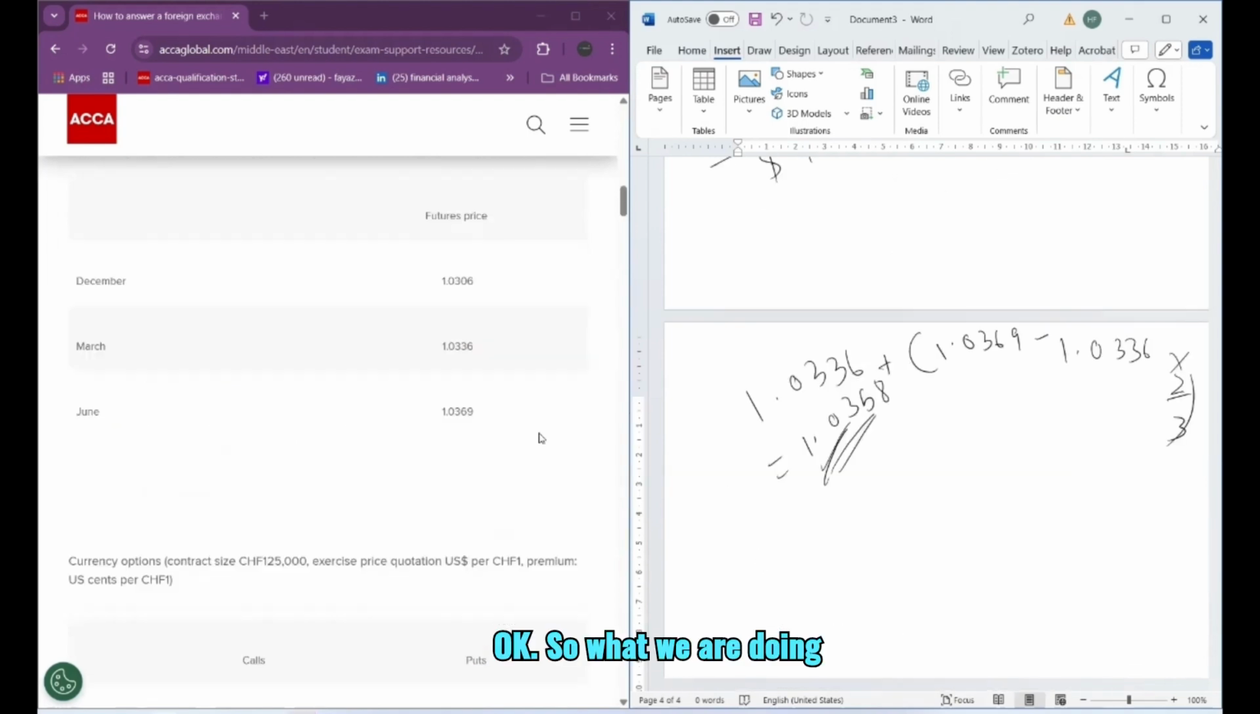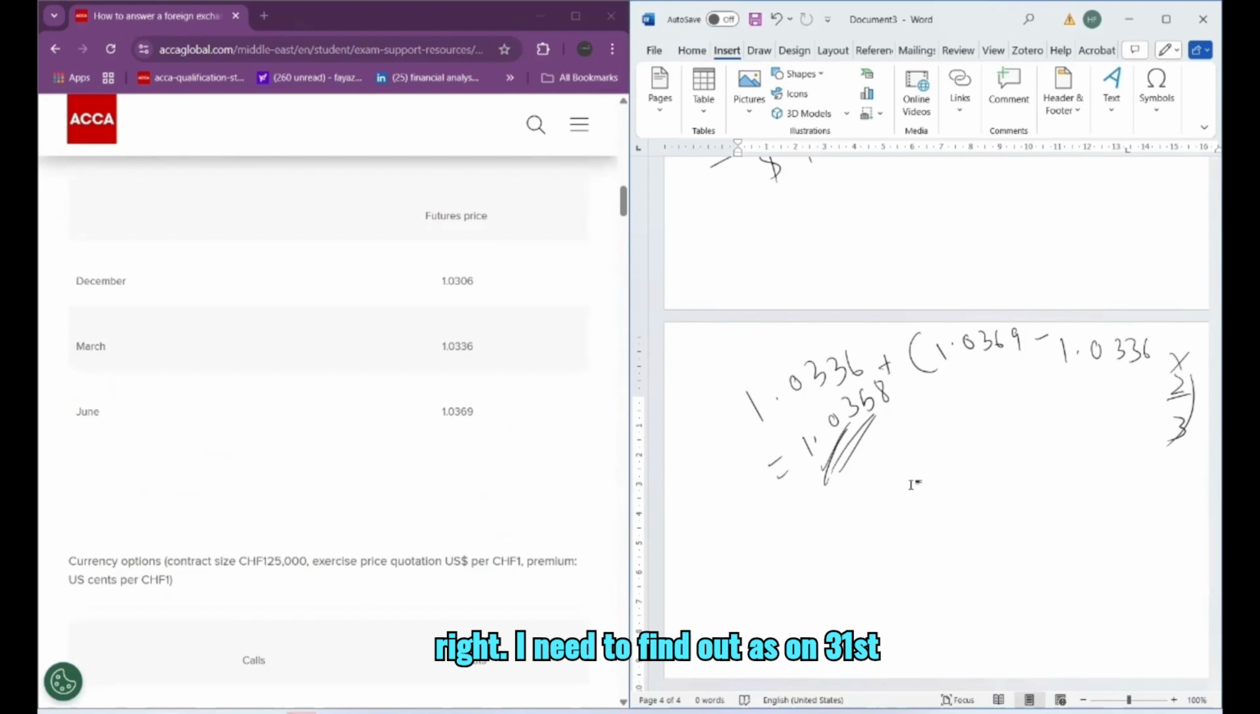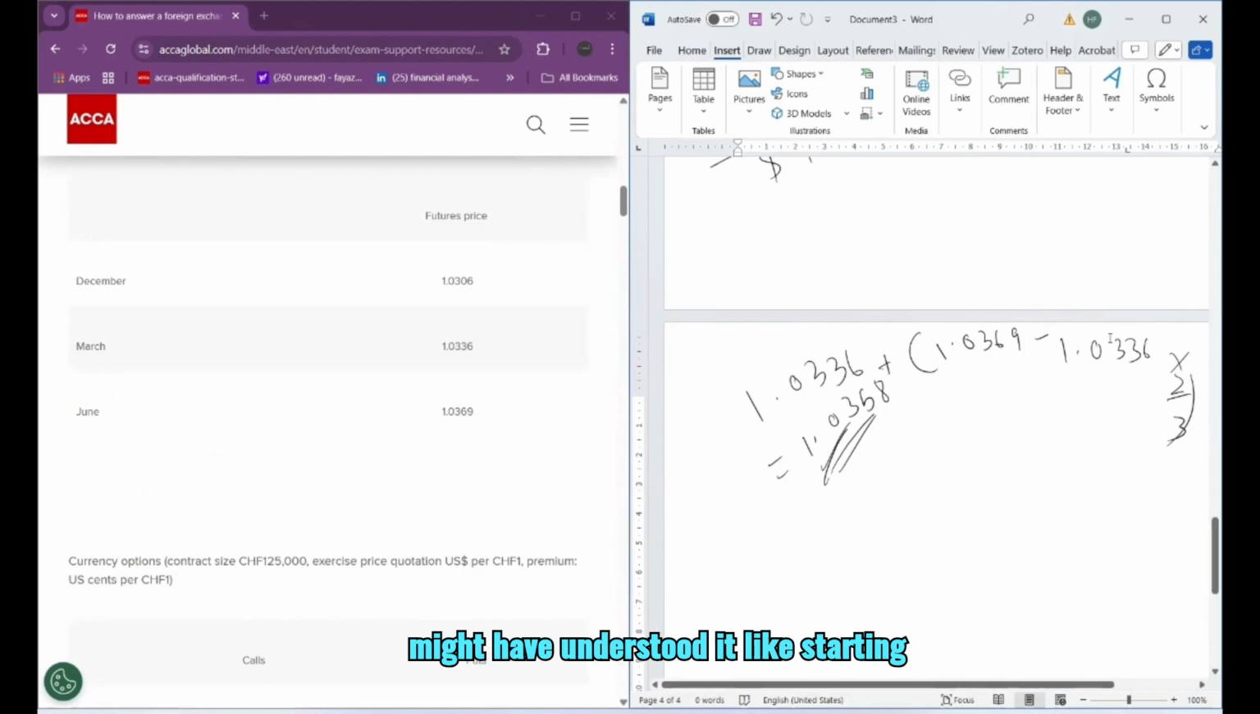So what we are doing here is that I am accounting for the June futures price and the March futures price. I don't know what my futures price is as on 31st May. I need to find that out, right? So this is basically the adjustment I'm making. You might have understood it. Starting from March end to June, how into 2 by 3 and all, how it happens. And then we end up getting the lock-in rate, and using this rate, we'll exercise.